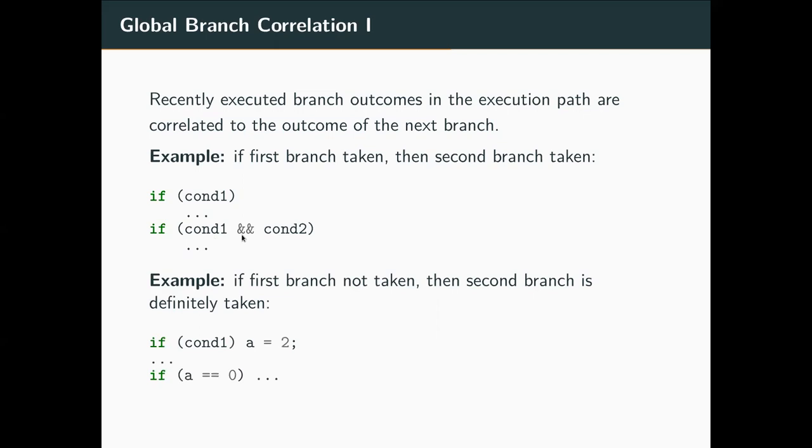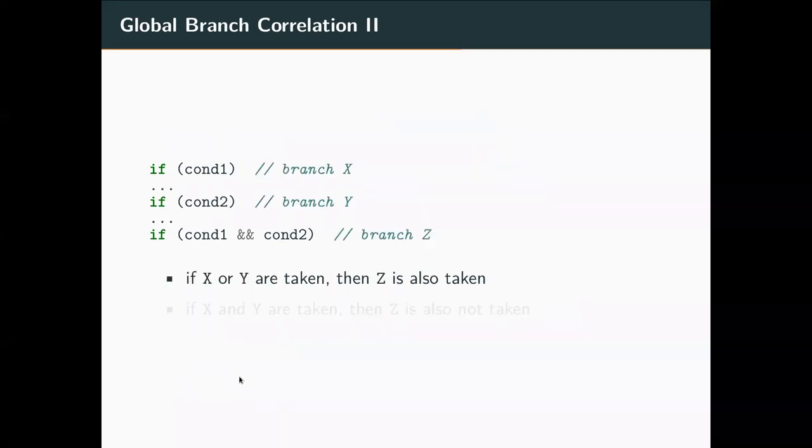Here's another one where if the first branch is not taken, so if we never set A to 2, assuming that A is set to 0 up here, then this branch will definitely be taken. So if condition 1 is false, A equals 0 is going to be true. Again, like I said, assuming that A was initialized to 0. So this is an example of this global branch correlation idea.